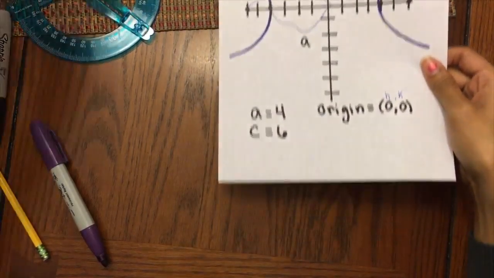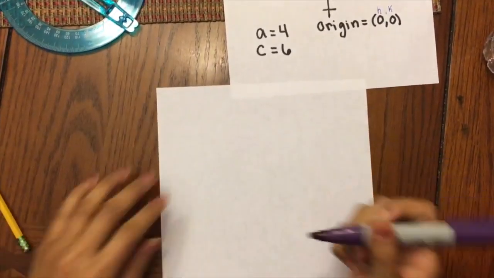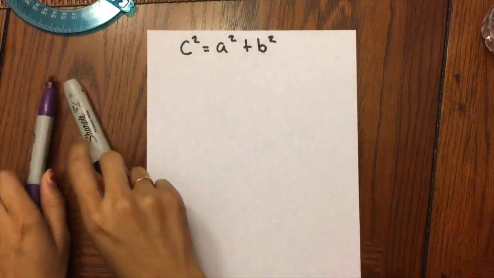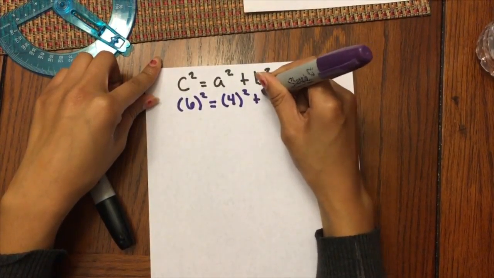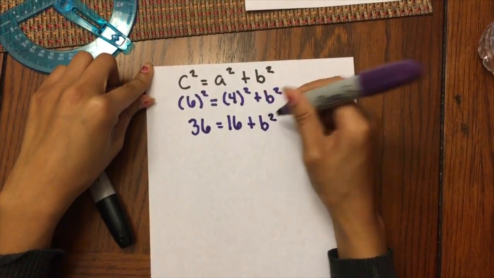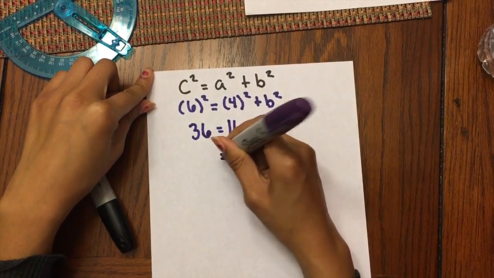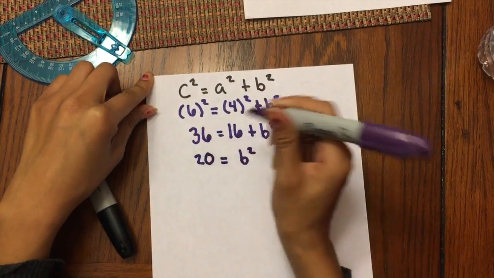To find the rest of the information needed to write the equation, we're going to use the formula c squared equals a squared plus b squared. We know that our c is equal to 6 and our a is equal to 4, so we're going to plug in those numbers and solve for b squared. b squared is equal to 20.